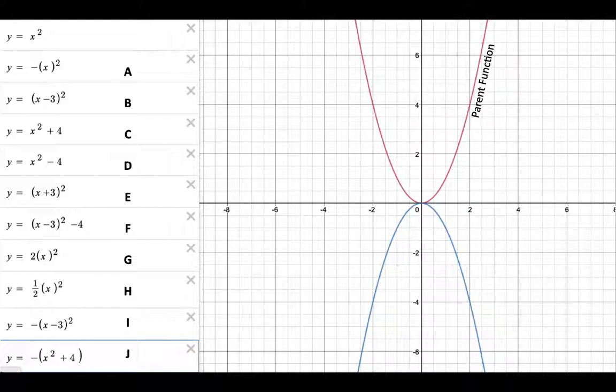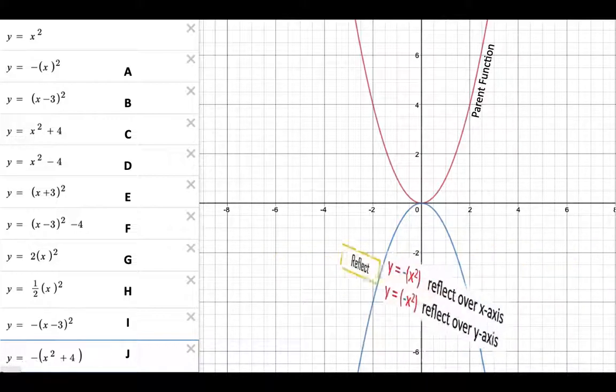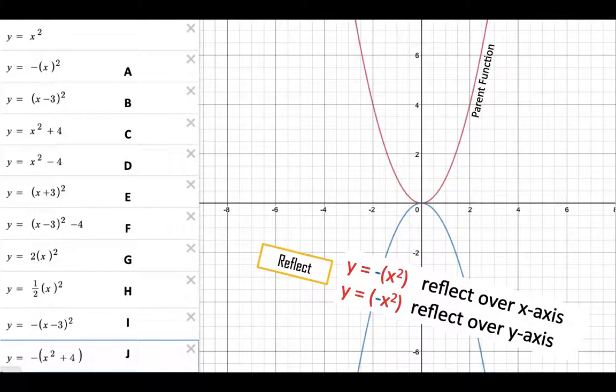This one shows a parent function that's been reflected across the x-axis. So with a reflection, we follow this pattern. Reflected over x means you're looking for the negative sign on the outside. That would be A.